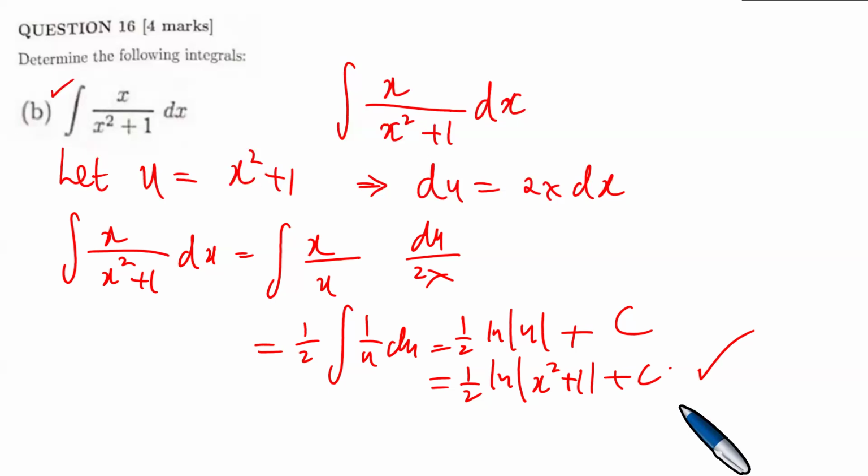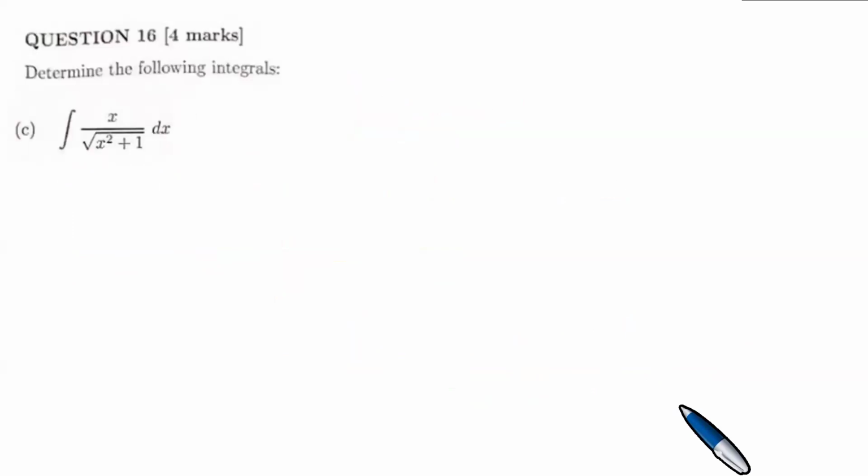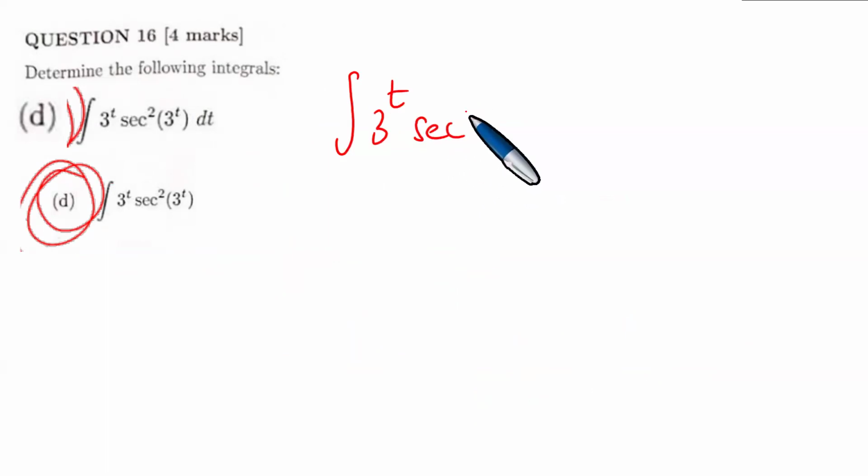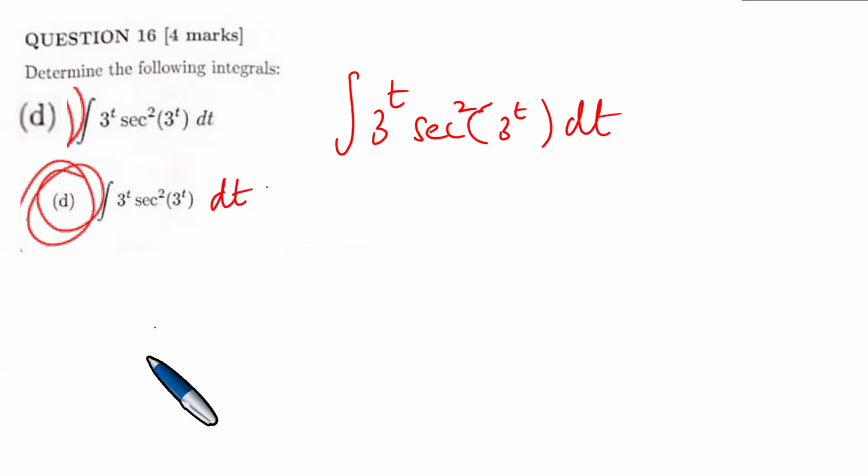Okay, you're done, right? Yes. Okay, good. This one was encircled in red ink and whatnot. Somebody put some red ink on it, but it's okay. We have this particular integral of 3 to the power t, the secant squared of 3 to the power t, dt. That's interesting that the dt was cut out of this. If this one, please do it.